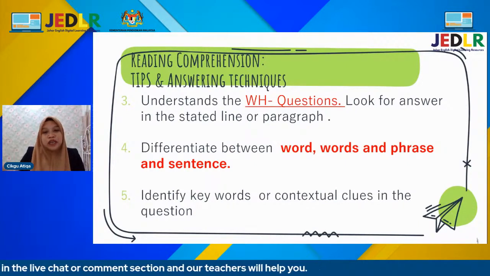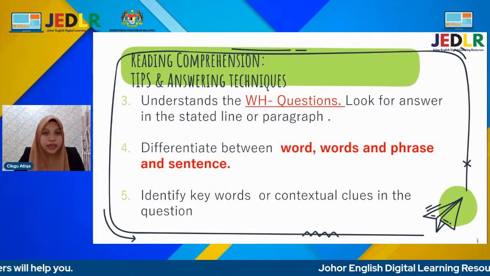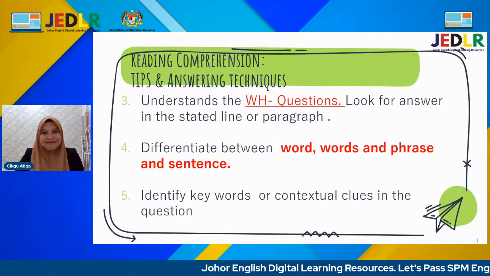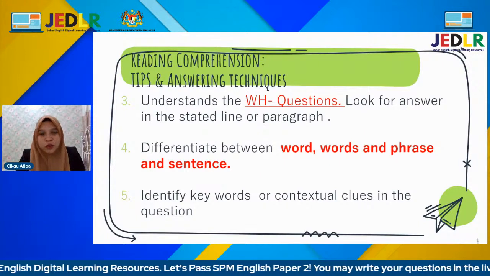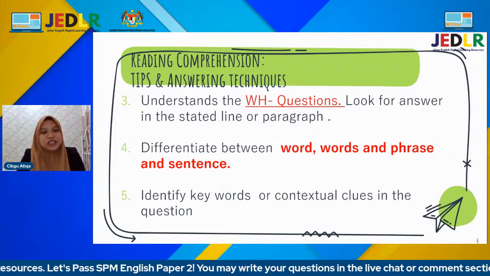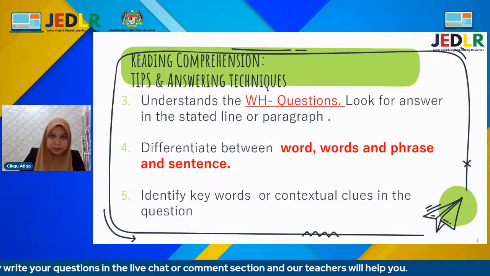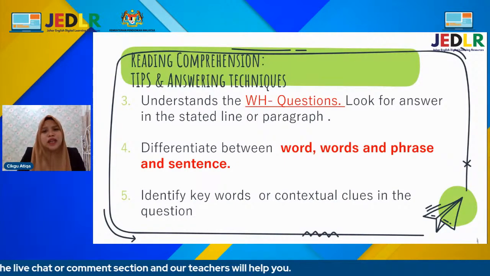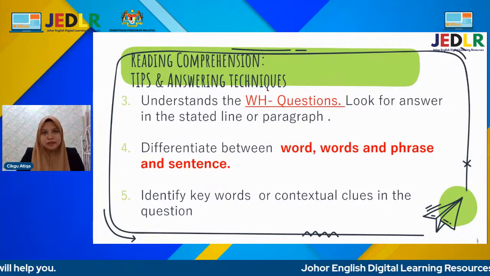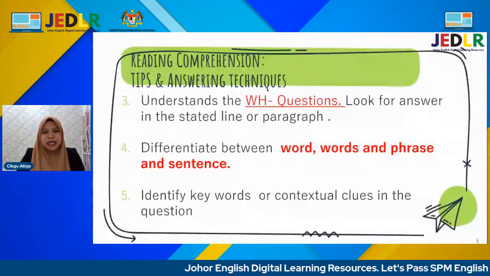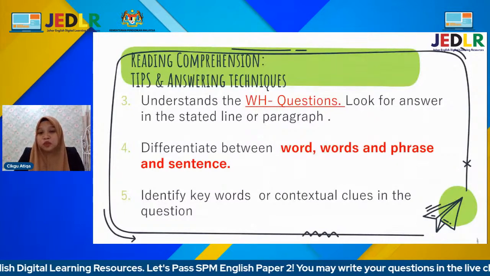Okay, so when you can locate all that and then you can also understand the WH questions, it will surely help you to locate the correct answer. After you locate all the questions of line and paragraph and WH questions, you need to differentiate between words, phrase, and sentence, because sometimes in the questions, they will ask you which word in the paragraph explains, etc., or which words explain, etc., in that paragraph. So you need to differentiate between all these three.